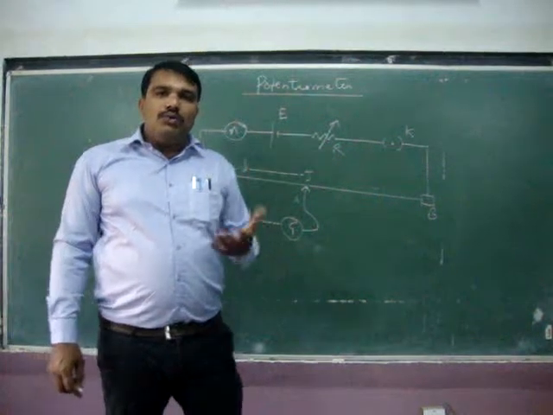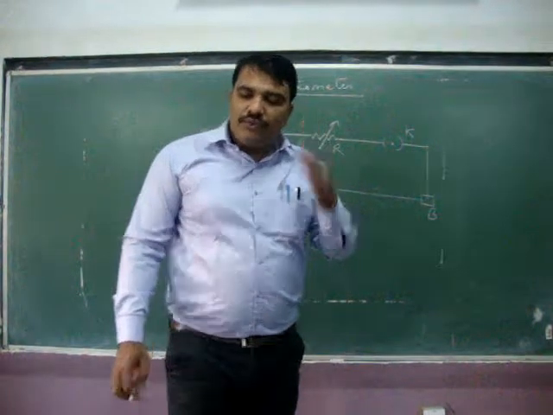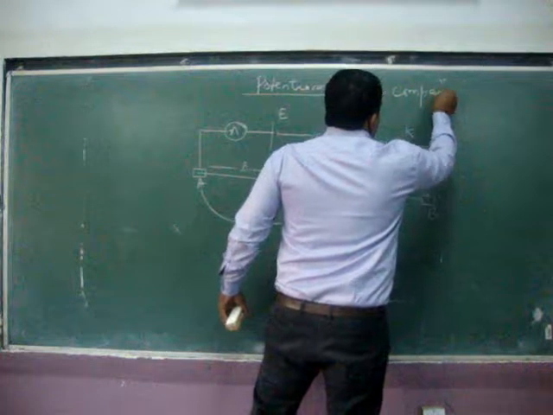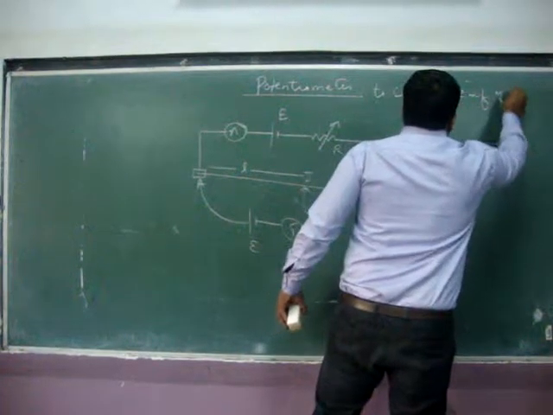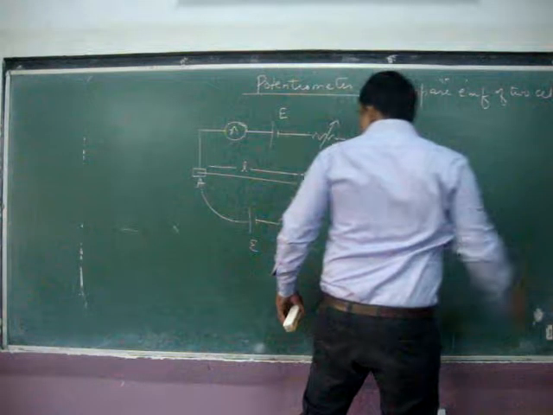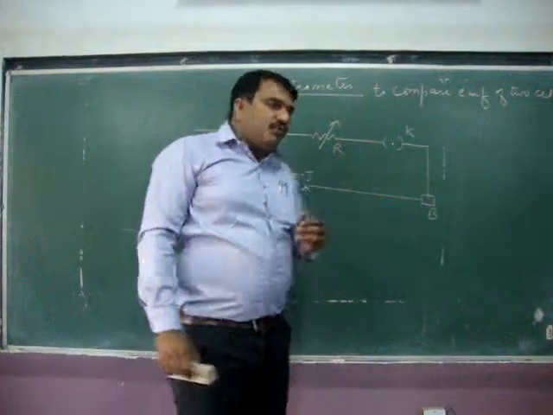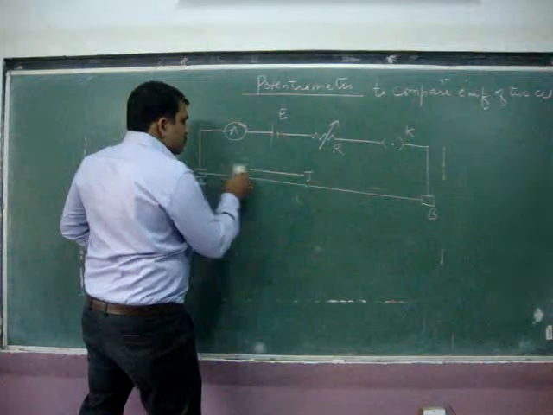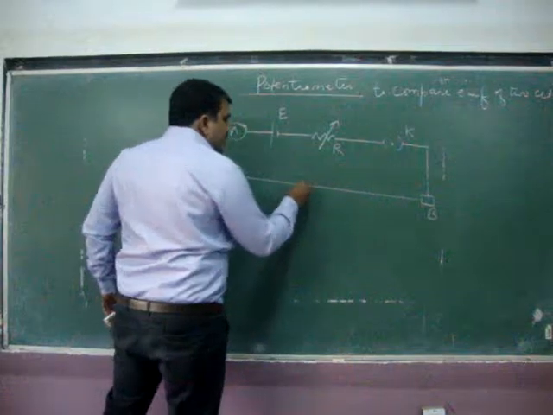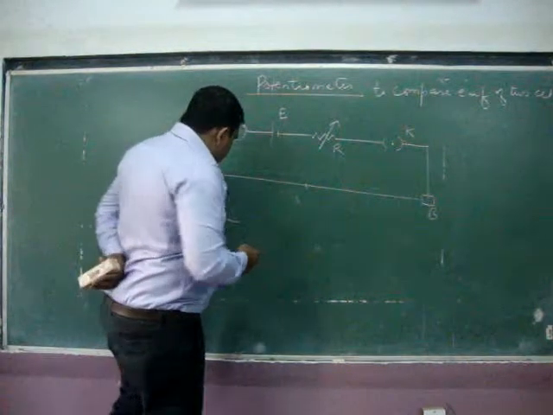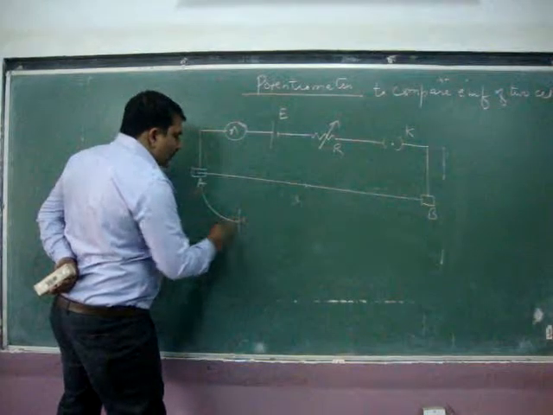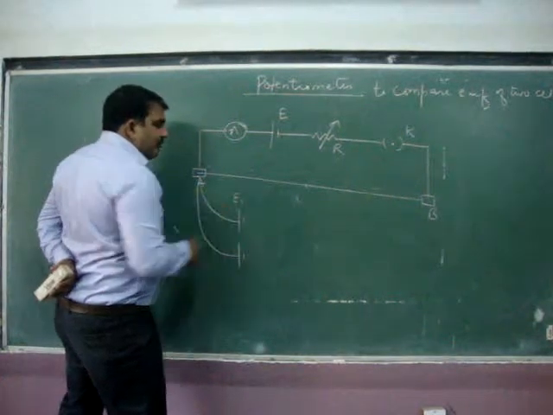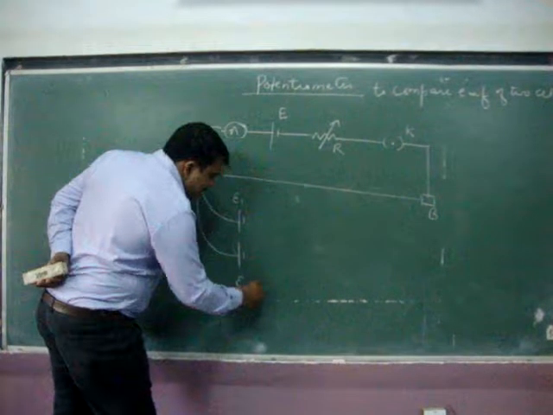Now we will learn how to use a potentiometer to compare the EMF of two cells. Now to use this potentiometer to compare EMF of two cells, suppose two primary cells, what do you do? Suppose this is the basic circuit of potentiometer again, and here you can draw two cells whose EMF you want to compare. Suppose this is the first cell and this is the second cell, and you want to compare their EMF. Suppose the EMF of this cell is E1 and the EMF of this cell is E2.